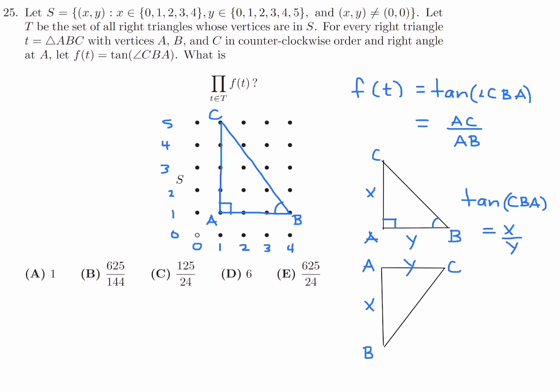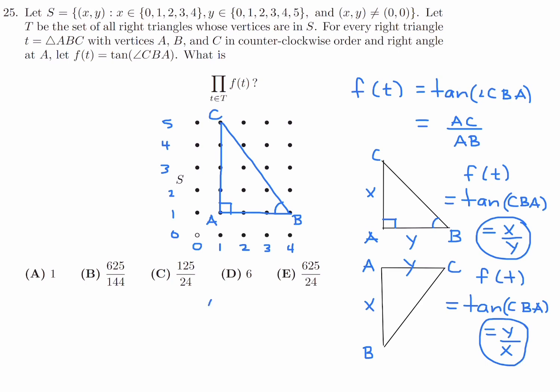Now what is my F at T? Well, again, it's tan of CBA. This is my angle this time. So this time, tan of CBA is Y over X, correct? So if I were to start multiplying them together, this is my F at T for this triangle, and this is my F at T for this triangle. When I multiply those, what happens? Well, you get X over Y times Y over X, and that is equal to 1.